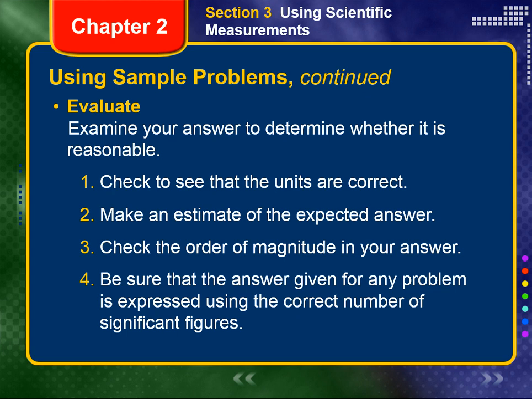If you calculated the density of vegetable oil and got a value of 54.9 grams per milliliter, you would know something is wrong. Oil floats on water. Therefore, its density is less than water. So, the value obtained should be less than 1.0 grams per milliliter. 4. Be sure that the answer given for any problem is expressed using the correct number of significant figures.